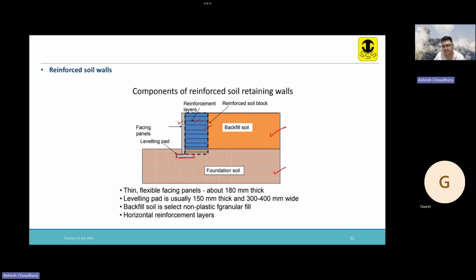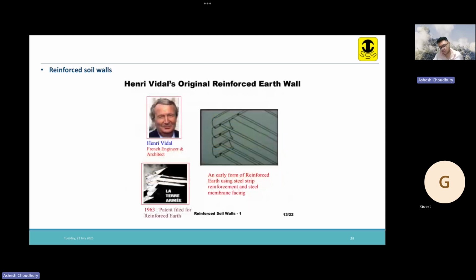So these are the basic constituents of a reinforced soil wall. Try to remember this: leveling pad, facing panel, reinforcement layers, reinforced soil, backfill, and foundation soil. Next, we are also going to see a video where the whole process of construction of a reinforced soil wall will be shown to you.